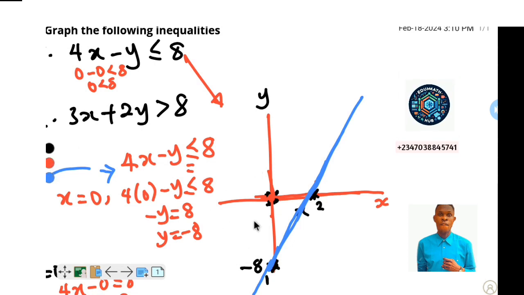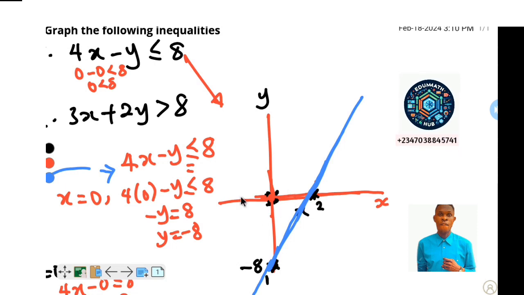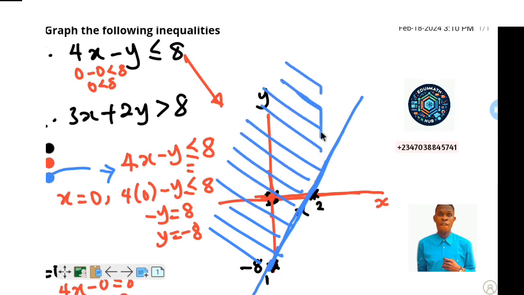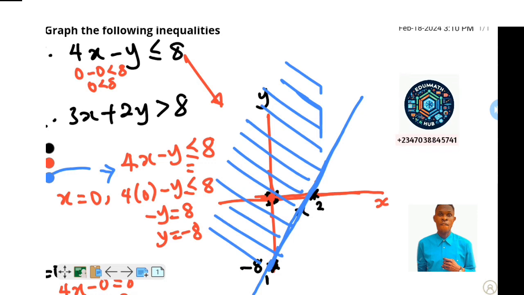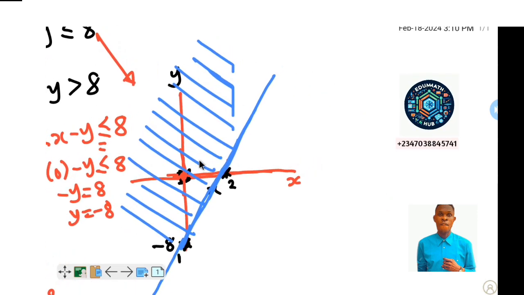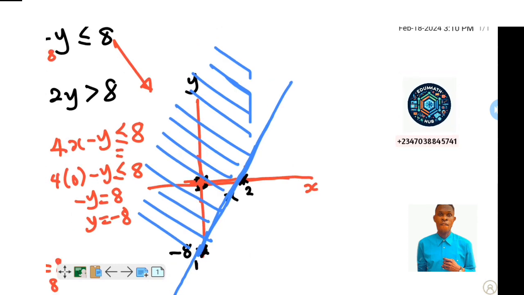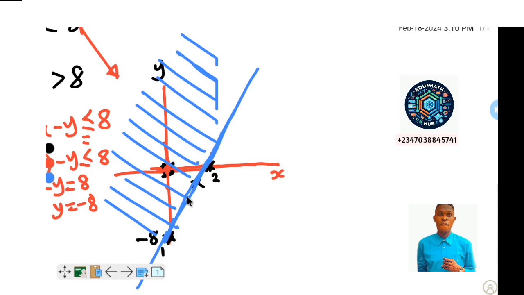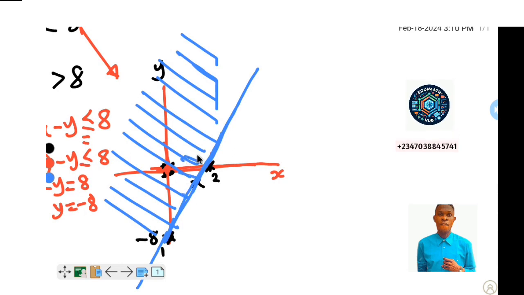That means you're shading in this direction. This is where the origin is. So you're shading to where the origin is located. So you shade in this direction. So you shade like this. So this is the region satisfied by the inequality. I hope you understand. Okay, so another example, we extend it much better. So this is the part you're going to shade. You're going to shade all these parts here.